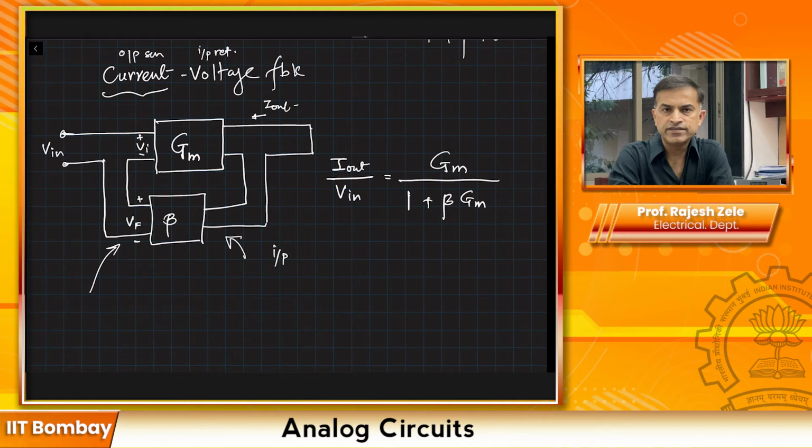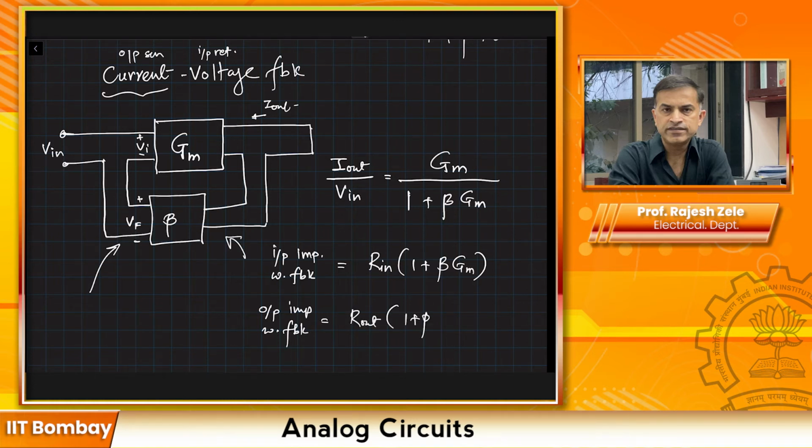So input impedance with feedback will be equal to Rin times 1 plus beta Gm. And similarly, output impedance with feedback is equal to Rout times 1 plus beta Gm. Here Rin and Rout are the input resistance and output resistance of this Gm block. Again, the beta will have units of resistance, so that beta times Gm will just give you a number.